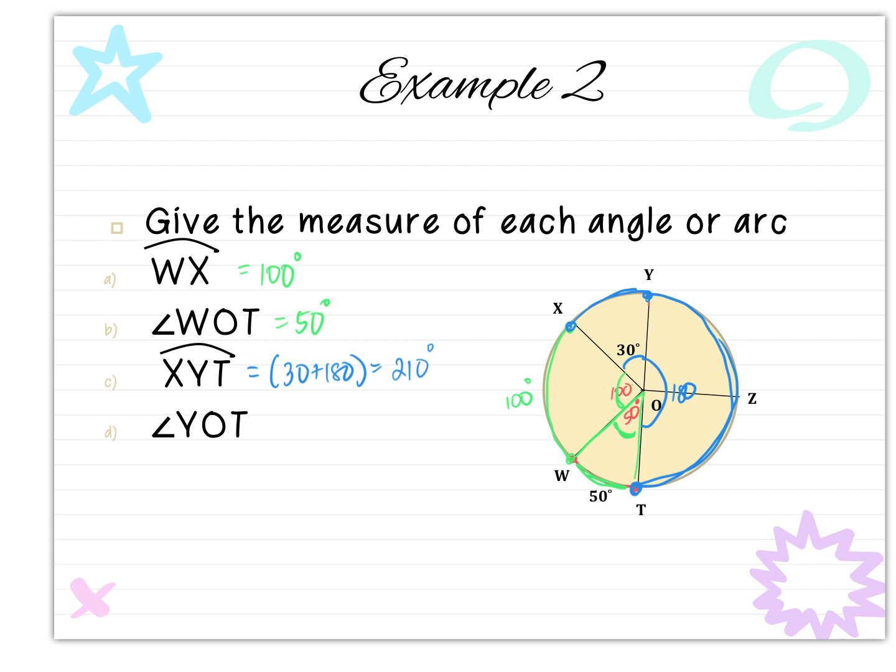And then my last one, let me just erase. My last one wants to know what is angle YOT. From Y to O to T, that's this. That's a semicircle or a half circle, and that's 180 degrees. So again, we used our angle addition postulate here. We also used the fact that the central angle and the arc measure are the same. And let me just go back then to that one.